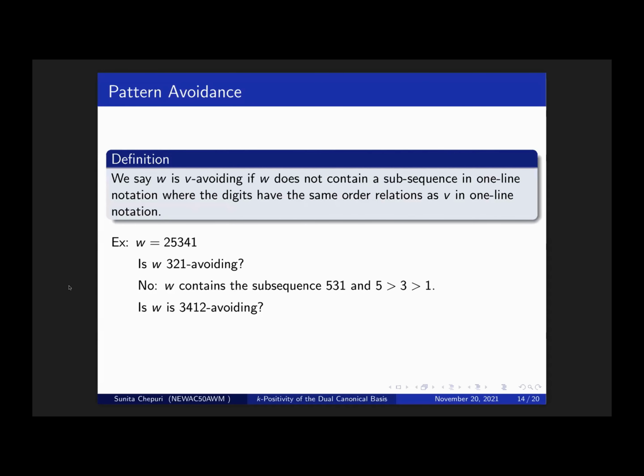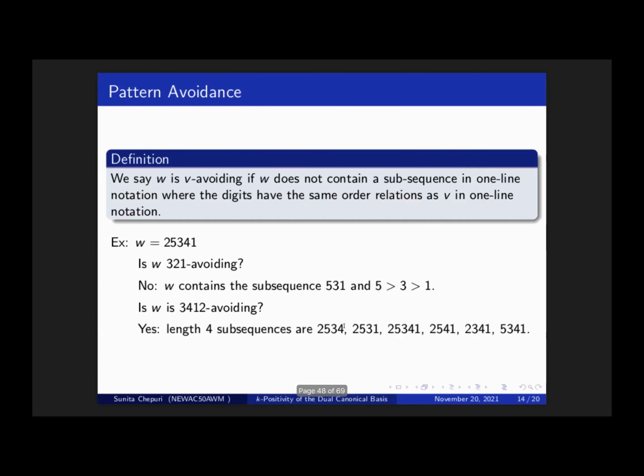Let's look at a different pattern. We can also ask, is W 3, 4, 1, 2 avoiding? To look at this, we want to look at all of the subsequences of length 4 that are in here. So here are all of them. This one has the 3 gone, this one has the 5 gone, this one has the 2 gone. So ignoring the one that's currently highlighted, these are all the subsequences of length 4.